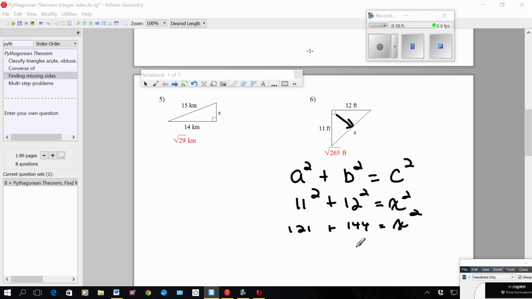Alright, so 1 plus 4 is 5. 2 plus 4 is 6. And 1 plus 1 is 2. That is equal to x squared.